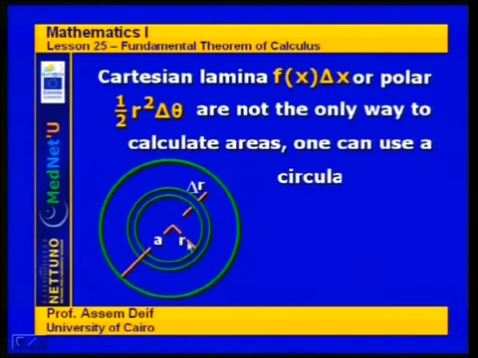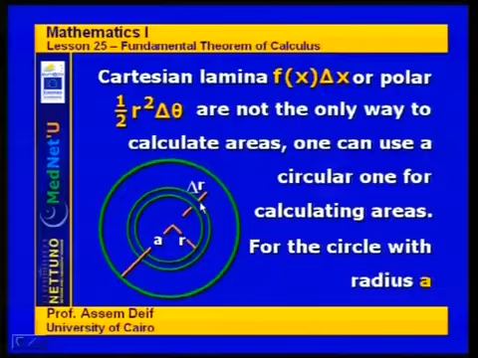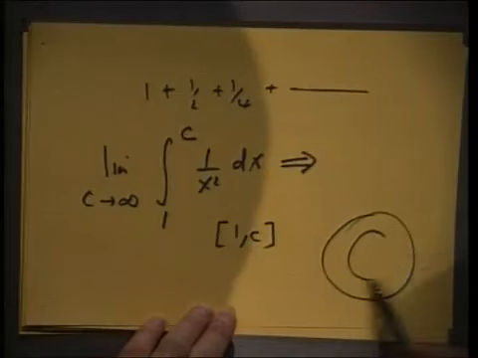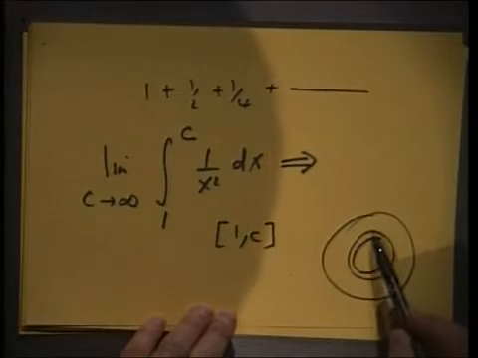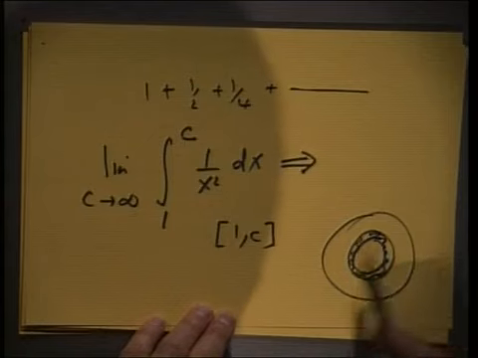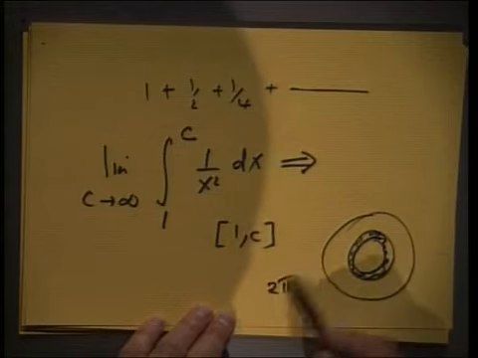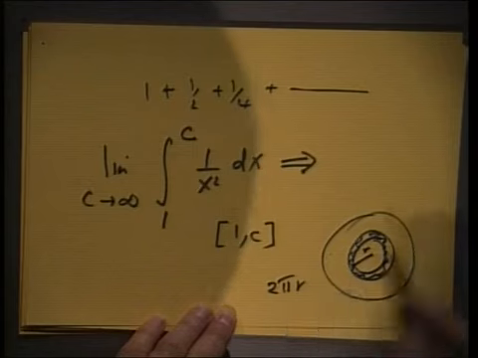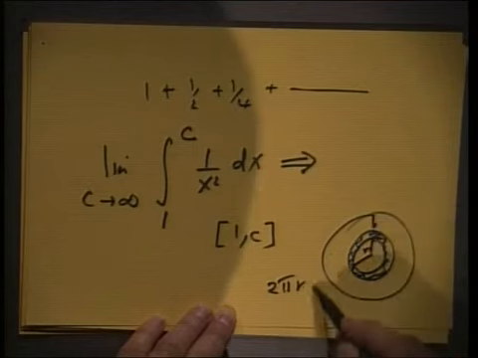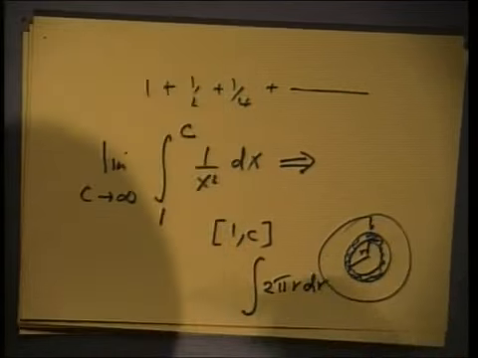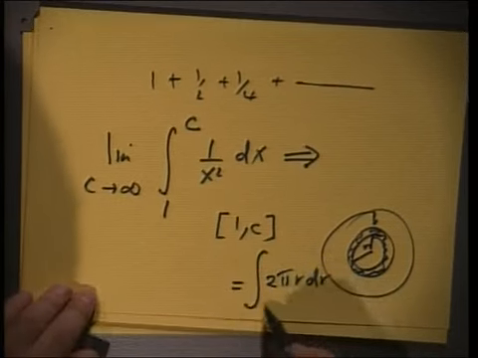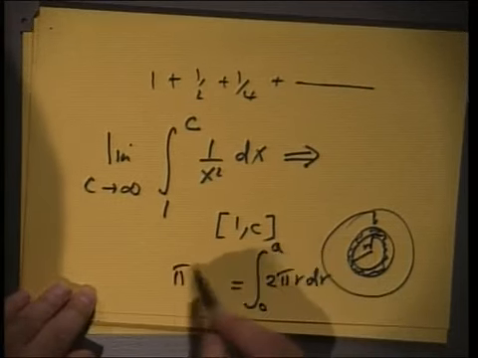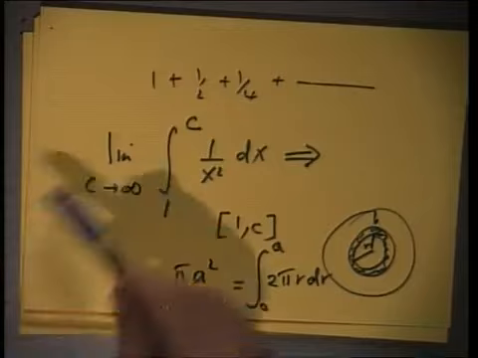You may also have a lamina of this sort. If you have a lamina of this sort and you wish to calculate the area of a circle, for example, then you take a lamina. The length of the lamina is equal to the circumference 2 pi r at radius r, and the thickness is equal to delta r. And then you carry on the integration. In fact, if you calculate this from 0 to a, you end up with pi a squared. So in fact, this is another way of calculating integrals.